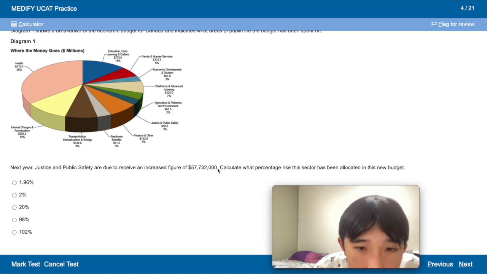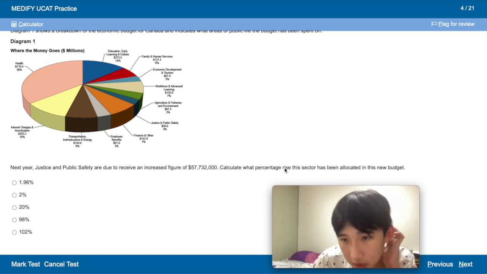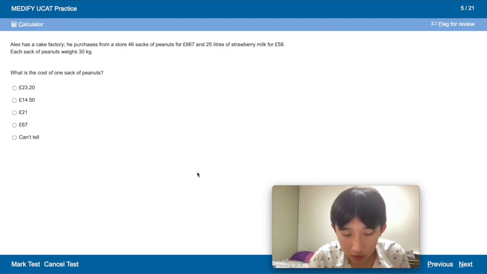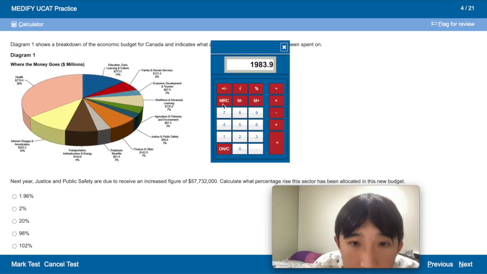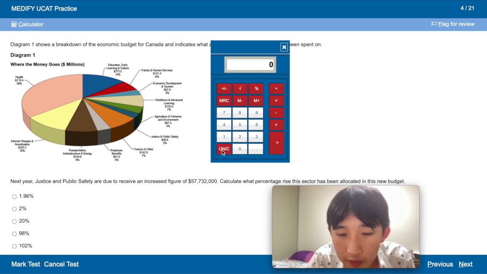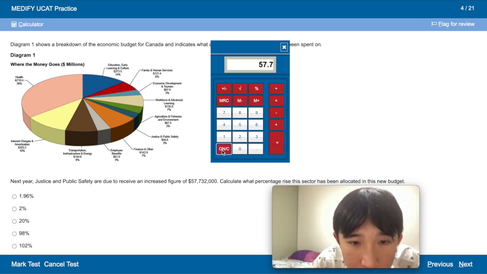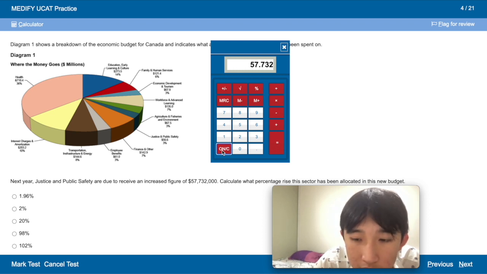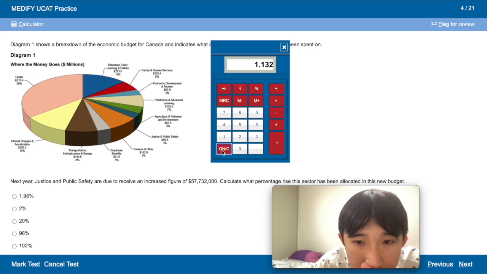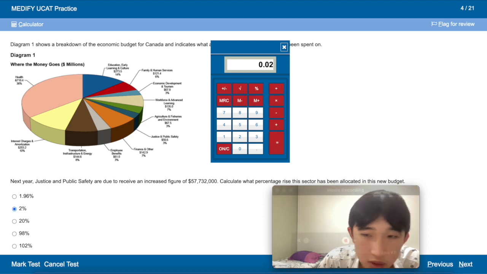Increased figure, calculate what percentage rise, new budget, so where's the justice, public safety, so 56.6. So we got 57.732 minus 56.6, and then divide by 56.6, 2%.